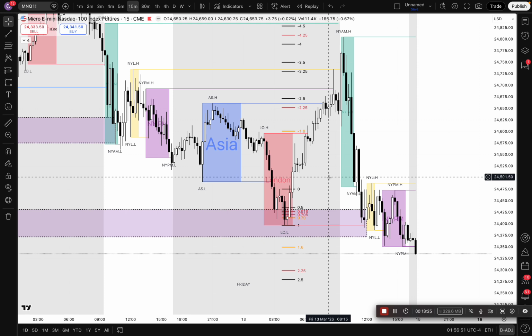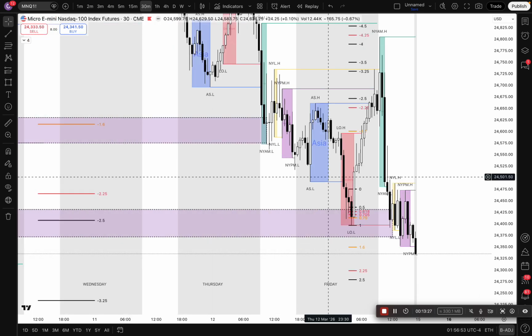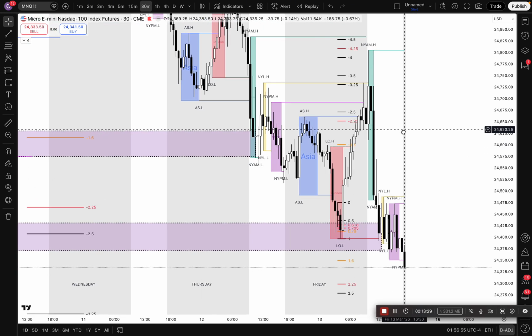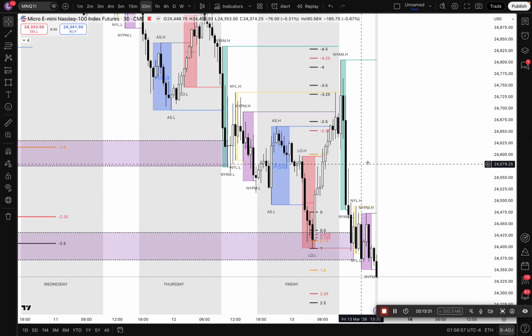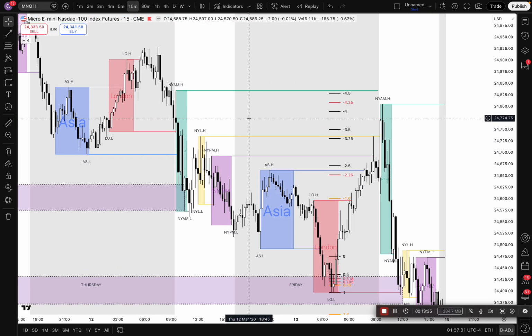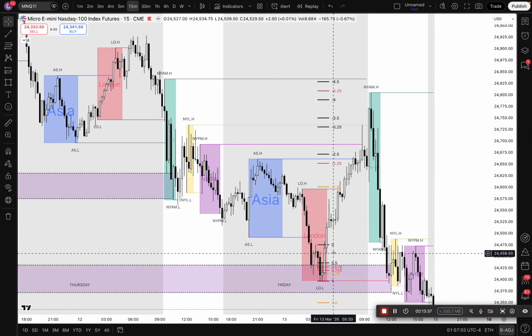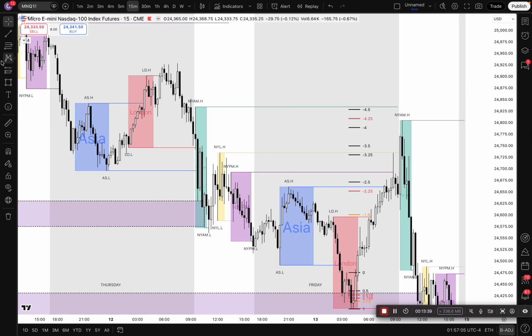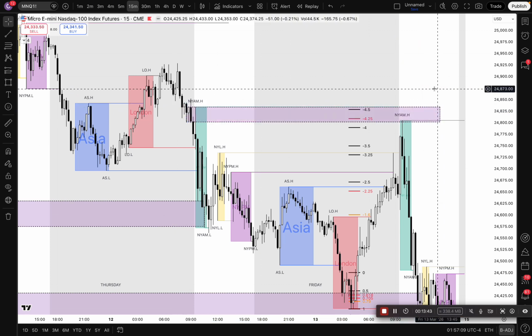Well, let me see. What was the highest time frame inversion? It's 30-minute. So we're looking for a 15-minute order block to align with one of these levels. Yeah, 15-minute order block. Okay, and New York AM, you're always going to mark wick to wick.